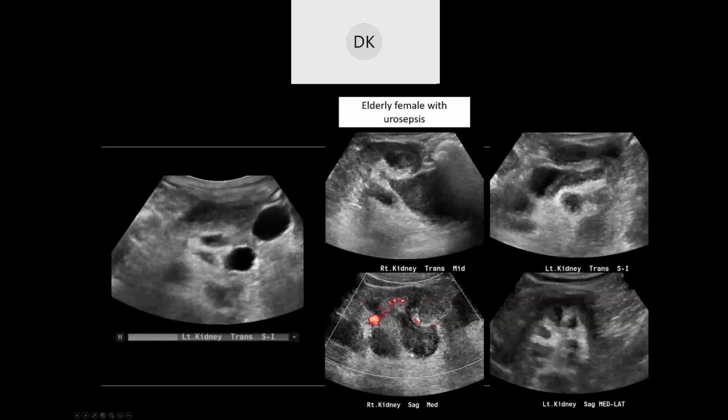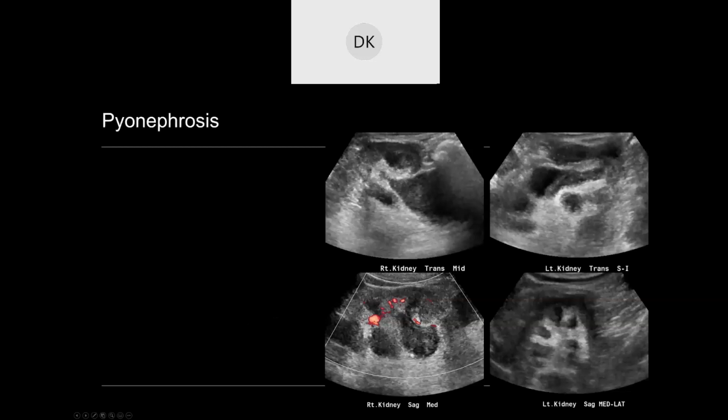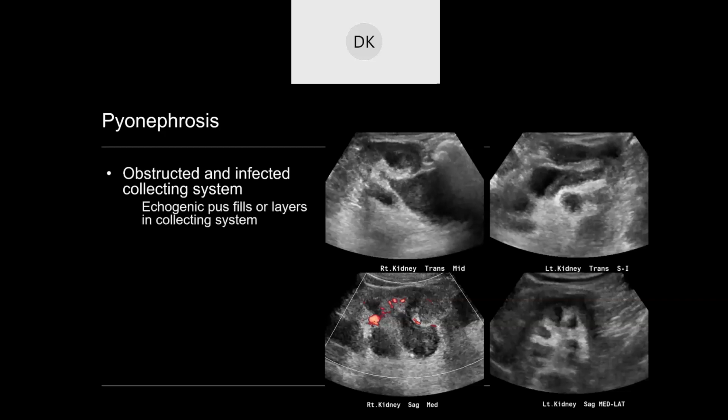So this is a typical appearance for pyonephrosis, which is an obstructed and infected collecting system. So what happens is echogenic pus fills or layers throughout this dilated collecting system. And the treatment is percutaneous decompression. So this will not resolve with antibiotics. That's why it's very important to detect. These patients usually will need some type of decompression because otherwise they can develop advanced sepsis and renal failure.